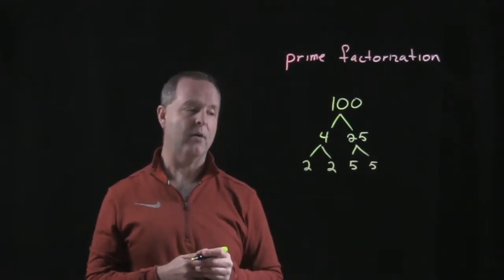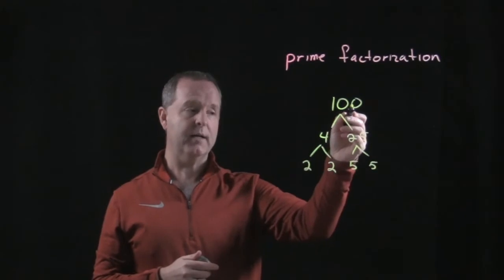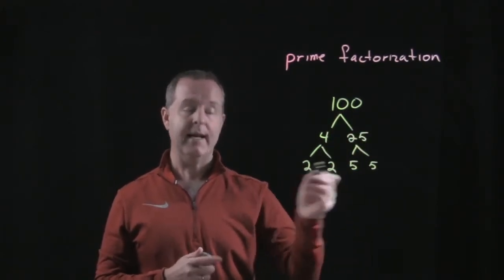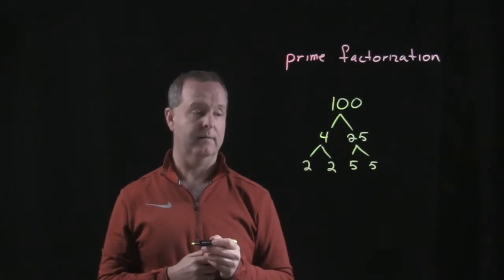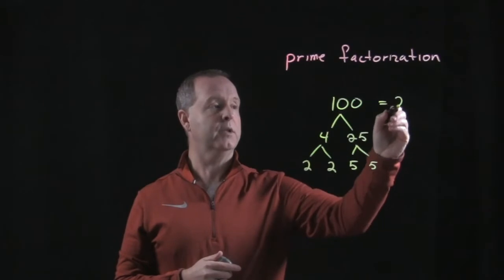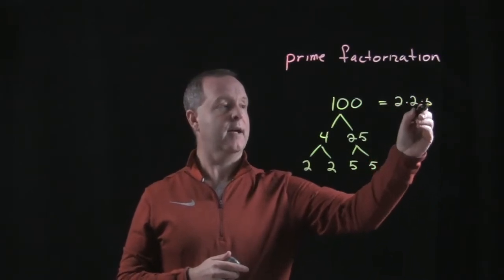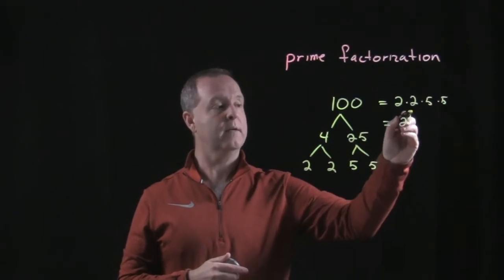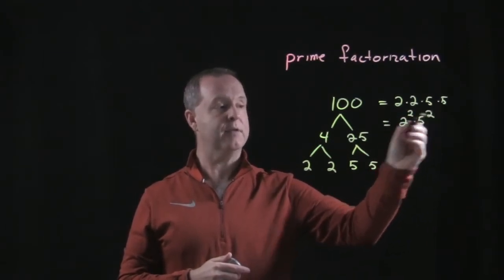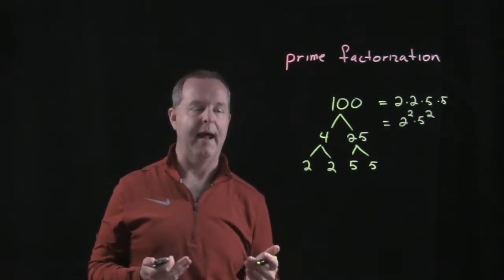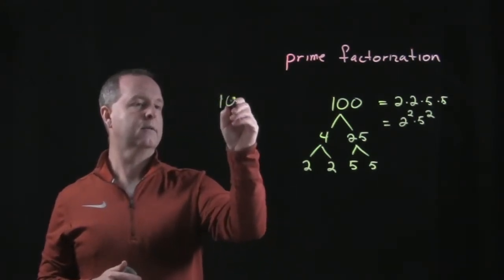So what I have now is this 100 completely factored down. I can't factor 2 anymore, and I can't factor 5 anymore. So the prime factorization of 100 would equal 2 times 2 times 5 times 5, or you might see it written as 2 squared times 5 squared. Now that's not the only way that I could have derived that. Let's look at another way.